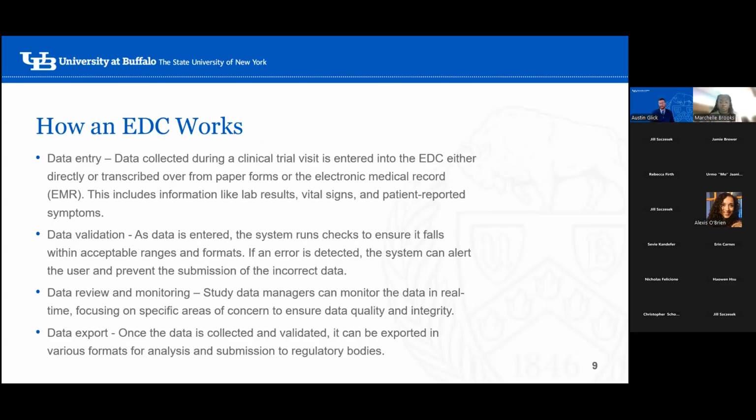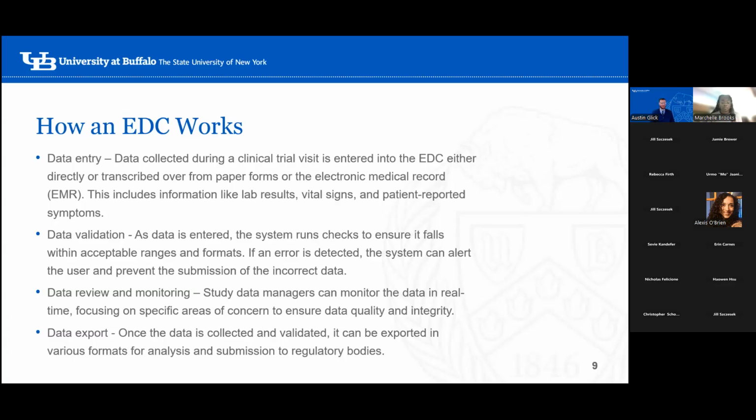Data review and monitoring happens next. Study data managers can then monitor the data in real time, focusing on specific areas of concern to ensure data quality and integrity. This is what happens after data validation. We never can set up validation to catch everything that could possibly be wrong. There are so many different things. Studies are so flexible, and having human participants means that we're going to have situations that we can't anticipate.